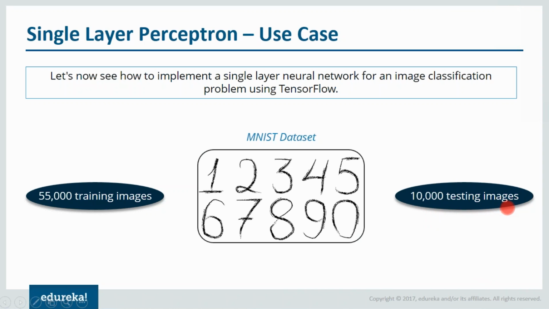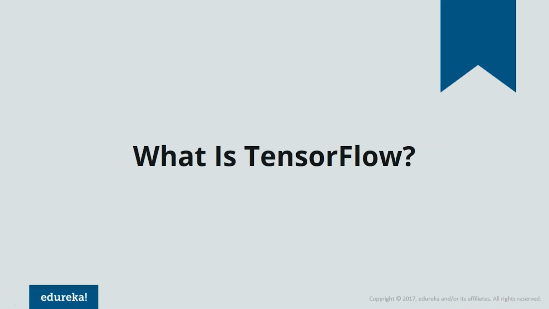And for all of this, we need to understand first what exactly TensorFlow is. So let us move forward, guys, and we'll understand TensorFlow, and then we are going to implement all these things that we have discussed, that is the AND gate, the OR gate, and the MNIST dataset that I'm talking about. So let us move forward and understand what exactly TensorFlow is.